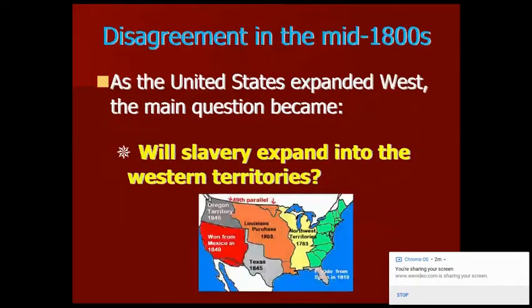And so this disagreement in the mid-1800s will only continue as westward expansion comes about and we get more and more land out west. And everybody starts to wonder, is slavery going to expand out west into the Western territories? Notice this is the question at the top of your map sheet. So will slavery expand into the Western territories? So as we get more land, and there's a process for territories to become states, what are they going to pick? Slavery or not slavery?